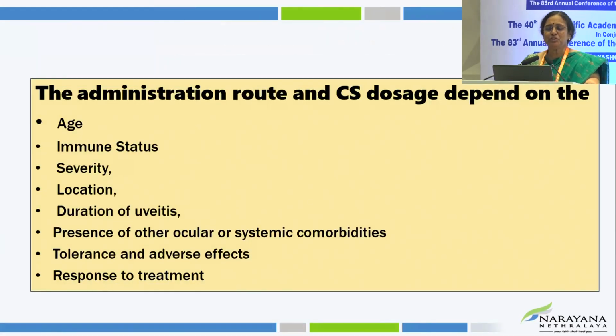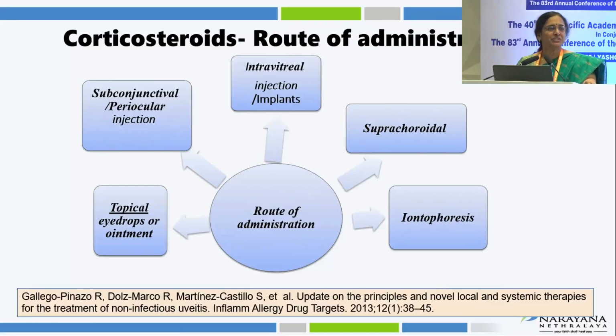The administration of corticosteroids, the route and the dose, depends upon the age of the patient, immune system of the individual, severity of the inflammation, the location of the uveitis, the duration of the disease, presence of any ocular or systemic comorbidities, tolerance and adverse effects of prior history of corticosteroids, and response to treatment. Based on these factors, we choose the drug and the route of administration.